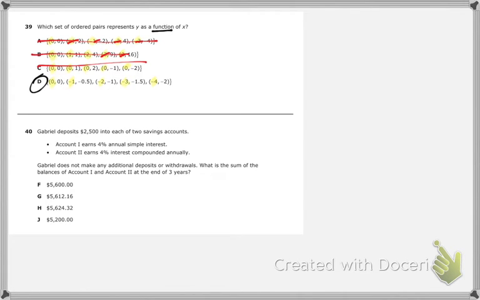So for account 1, it's going to be simple interest, so that's going to give us 2,500 times 0.04, because we want that 4% as a decimal, right? And that's how we get it, times 3 years. Oh, that's not right. We get 300 for interest.